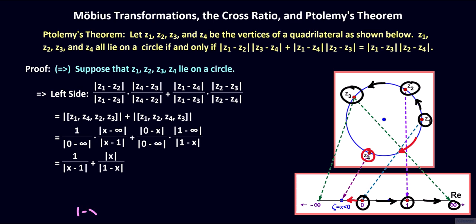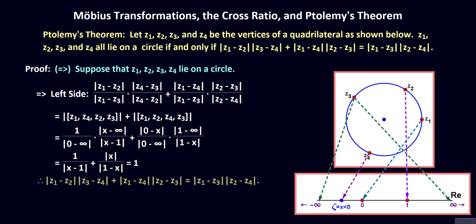So 1 minus x is positive, so that the absolute values of x minus 1 and 1 minus x are both 1 minus x, and the absolute value of x is minus x since x is negative, so that the sum of these two fractions is indeed 1. Therefore, z1, z2, z3, and z4 must satisfy the equation of the absolute values, and this completes the first part of the exercise.